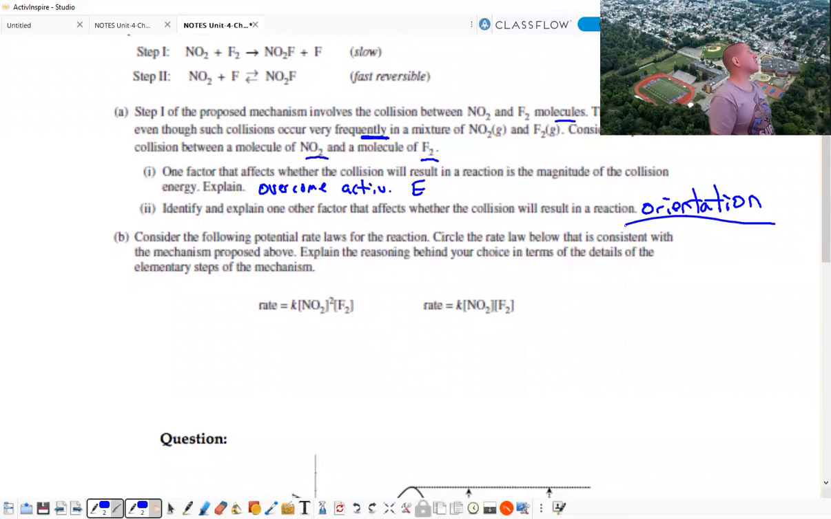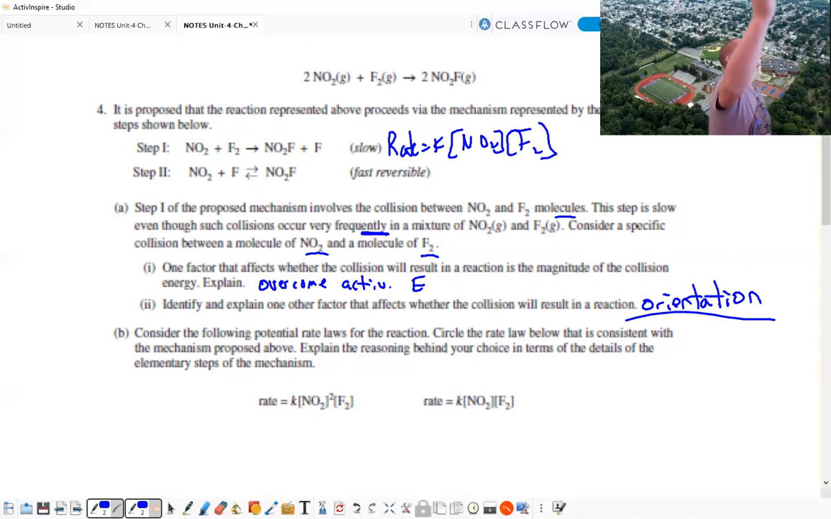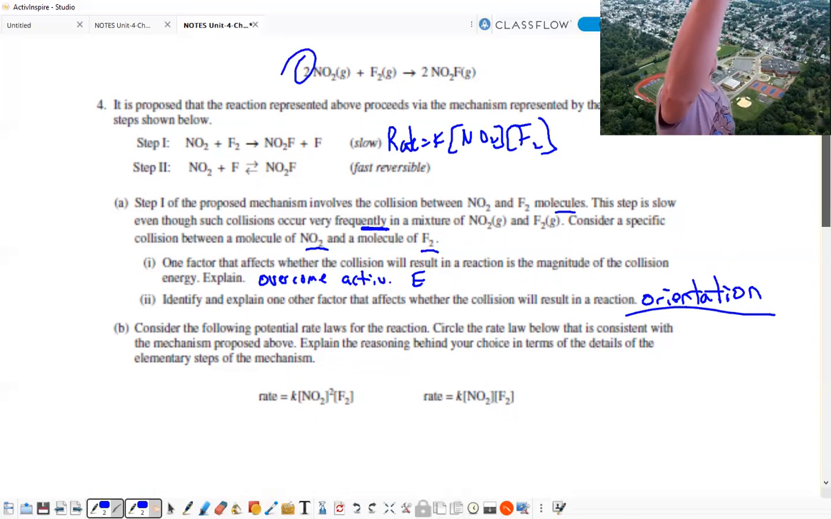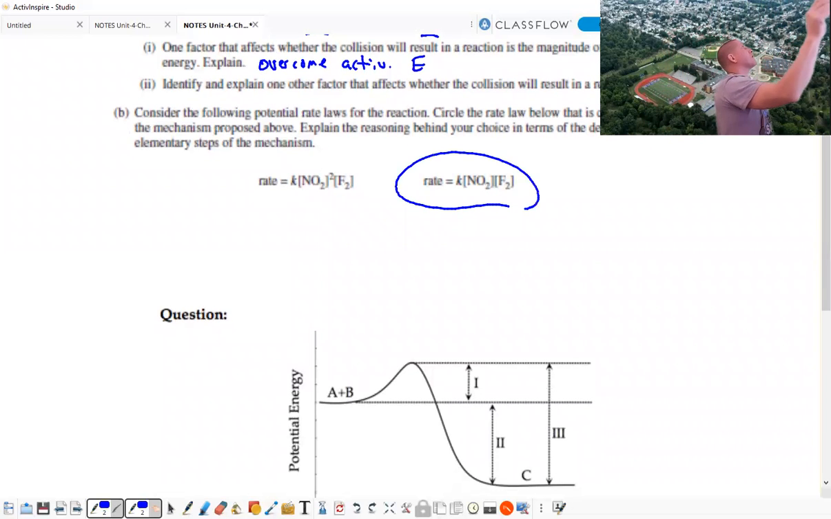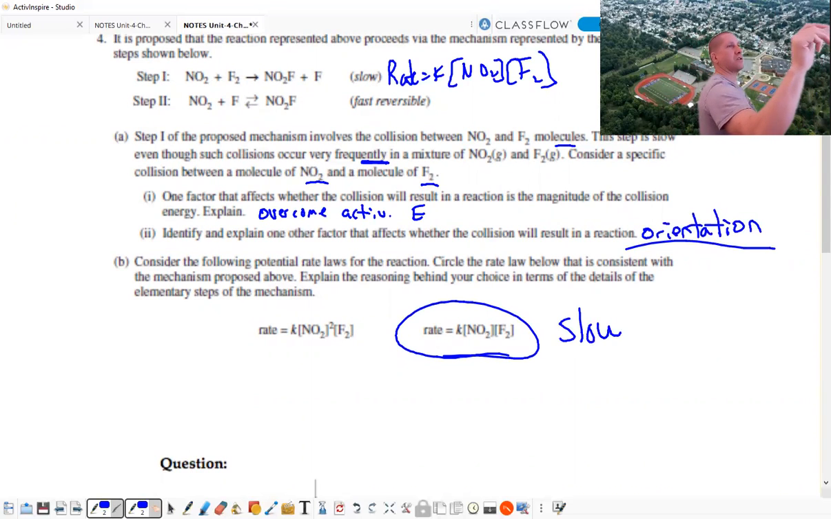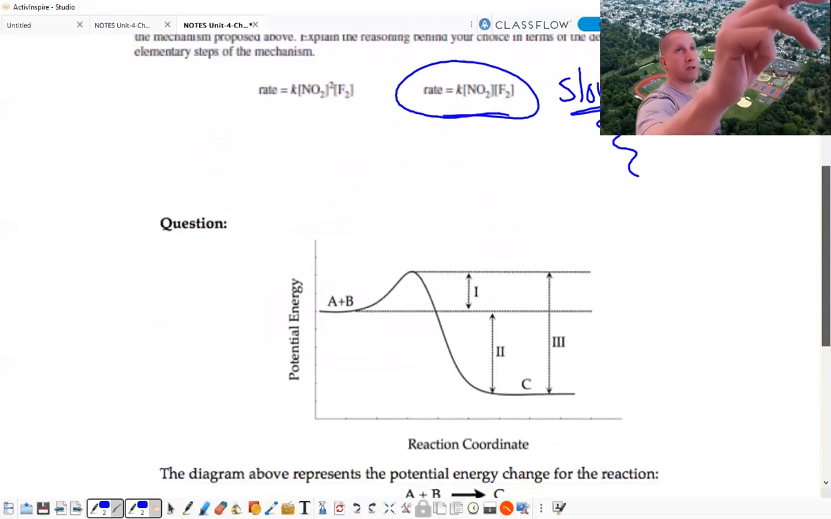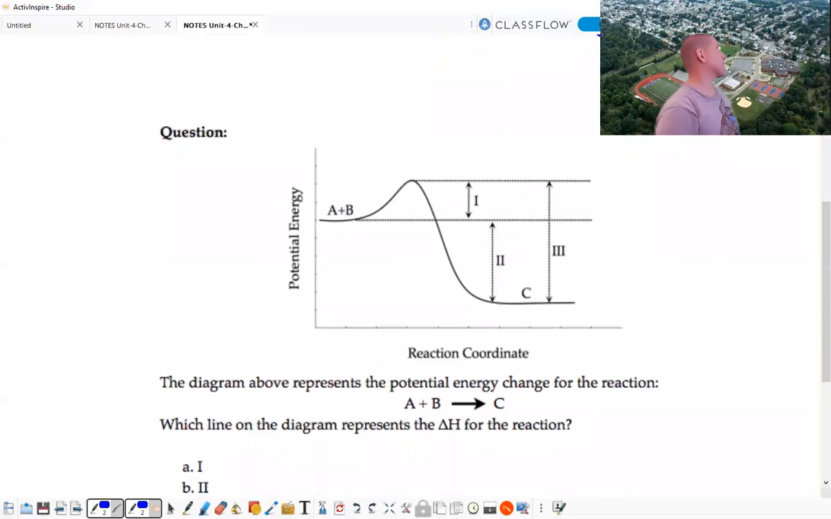Considering the following potential rate laws for the reaction, circle the rate law that is consistent with the reaction mechanism above. Well, we always choose the slow step. So rate equals K times NO2 times F2. So each to the first power. Notice the stoichiometry does not matter. So the correct answer is that one. And it says, explain your reasoning behind your choice. Well, the slow step is what determines the rate law and the stoichiometry of the slow step.